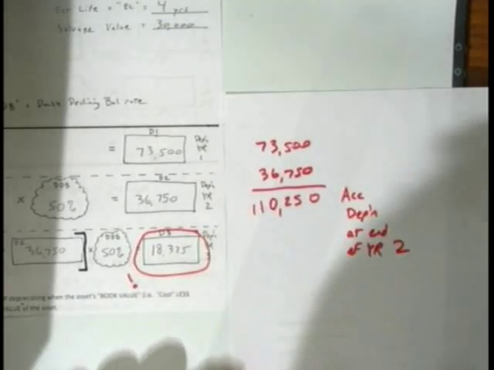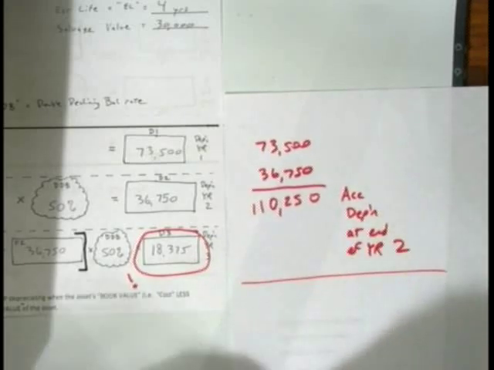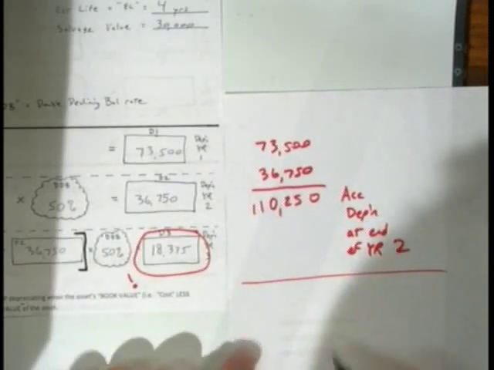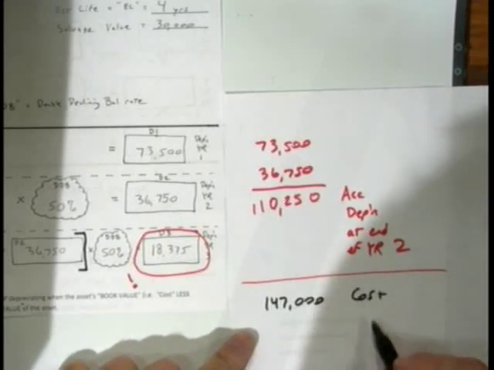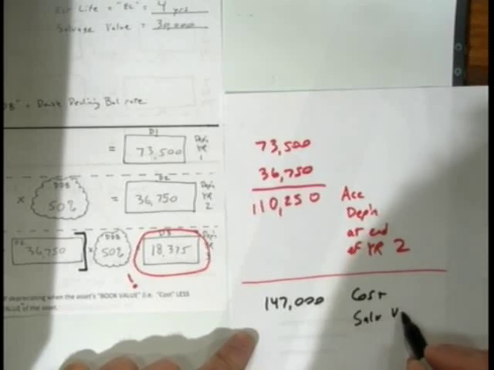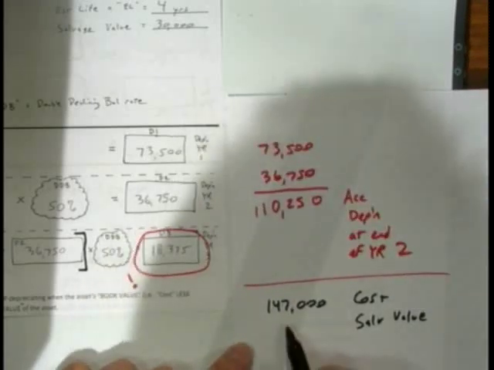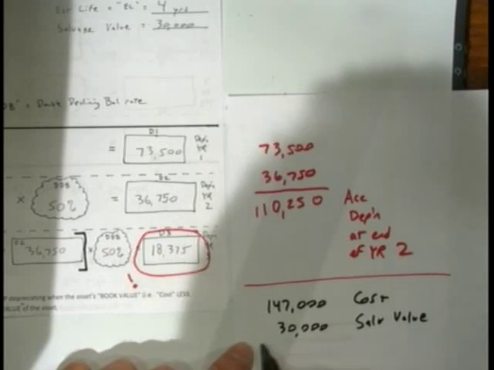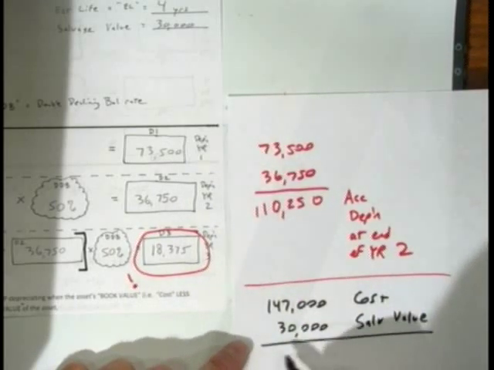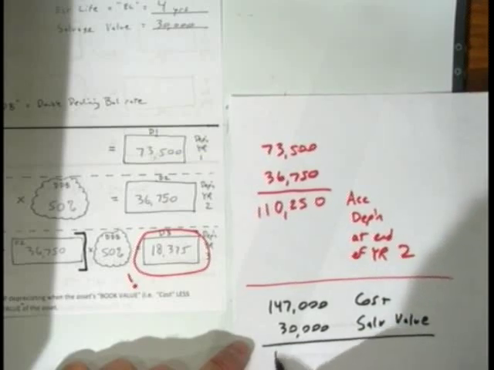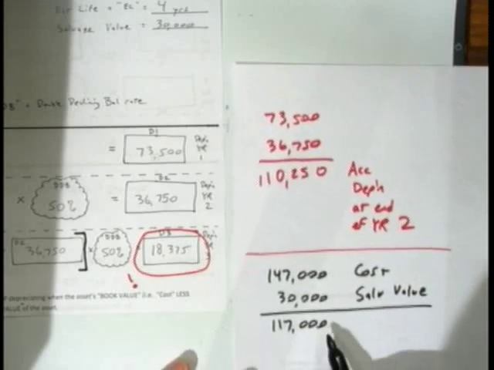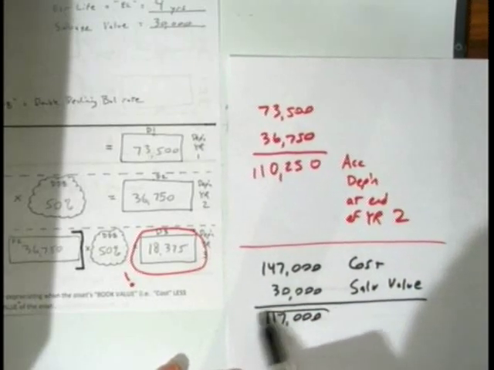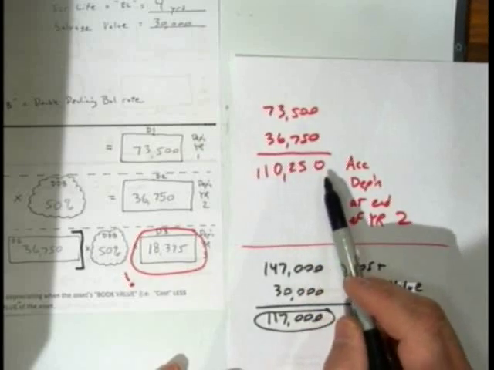Now, what's the total amount we're going to depreciate? The cost was $147,000, right? And the salvage value, or the residual value, is $30,000. Is that correct? So we are only going to depreciate a total of $117,000. You see what I'm saying? That's as much as we will depreciate. And we've already depreciated $110,250.